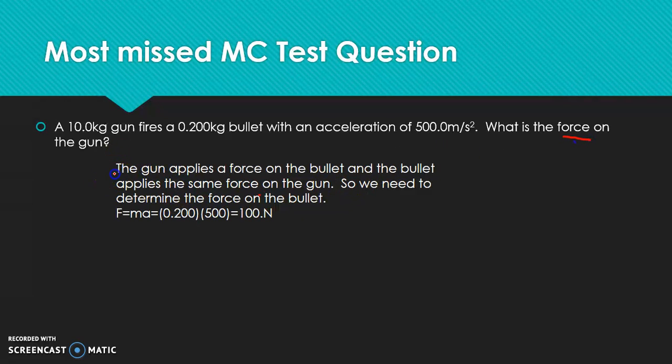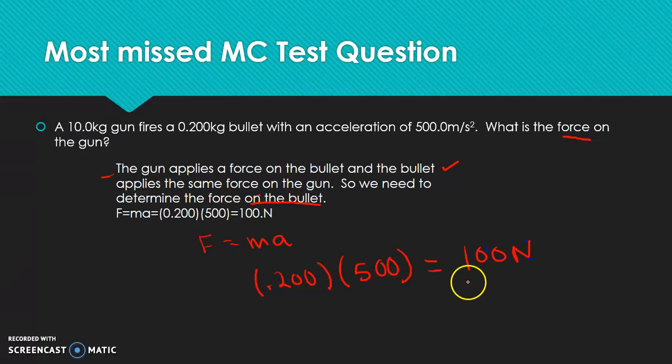So remember that the gun applies a force on the bullet, and the bullet applies the same force on the gun. Because of Newton's law, we know and can assume that. So we need to determine the force on the bullet. How you do that is by using the simple formula, mass times acceleration. We know the mass because it's given to us in the problem, and we know acceleration because it's given to us in the problem. We plug that into the calculator, and that's 100 newtons. Believe it or not, this was the most missed test question for that unit. And that is it for this module.